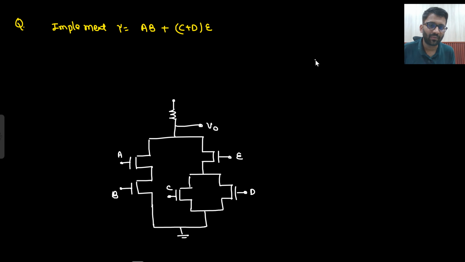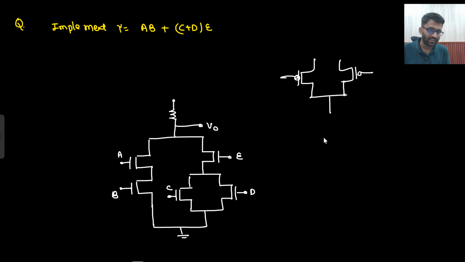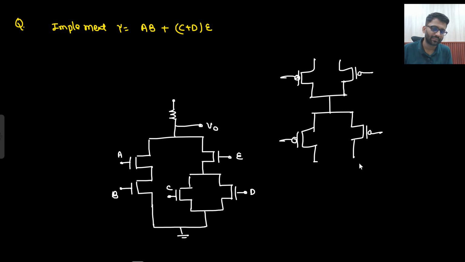Okay, a rough diagram I am drawing. A, B in parallel, AB in parallel, in series with what? These two are in series, that means this should be in parallel. So E here, and these two are in parallel, that means these two should be in series.